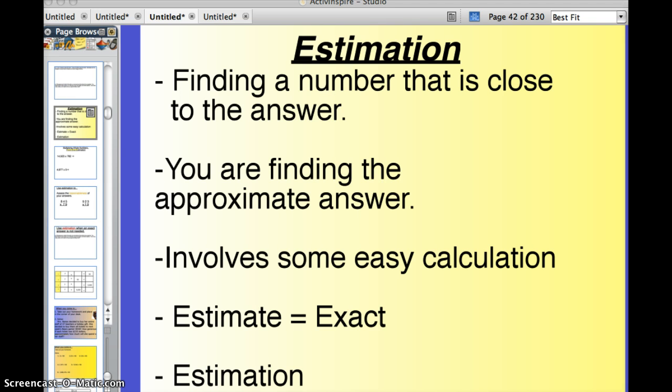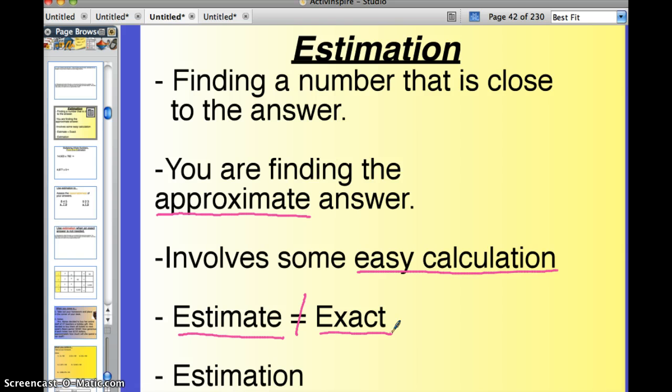When you're making an estimate, you're finding a number that is close to the answer. That would be an approximate answer. We do not really in all circumstances need to find an exact answer, and sometimes it's more appropriate to find an estimate or something close to the answer. It does involve some easy calculation, which you'll see once we start to learn the strategy. The estimate is not the exact answer, and that, like I said, is sometimes okay. You don't always need to know the exact answer.